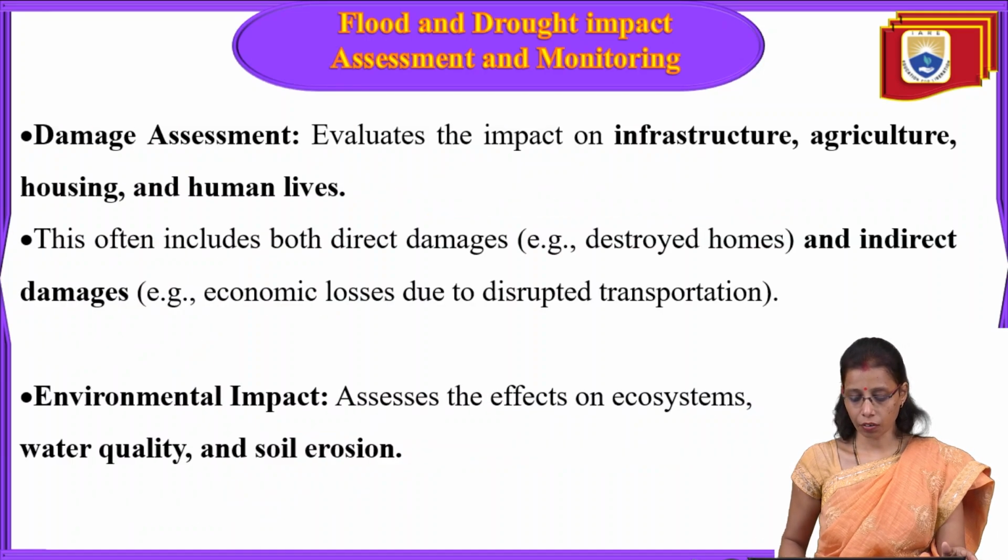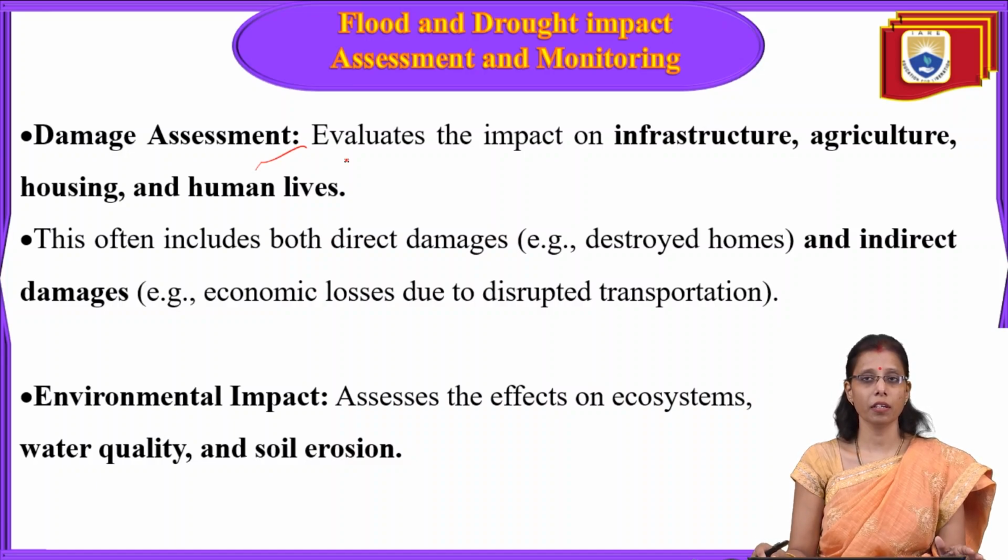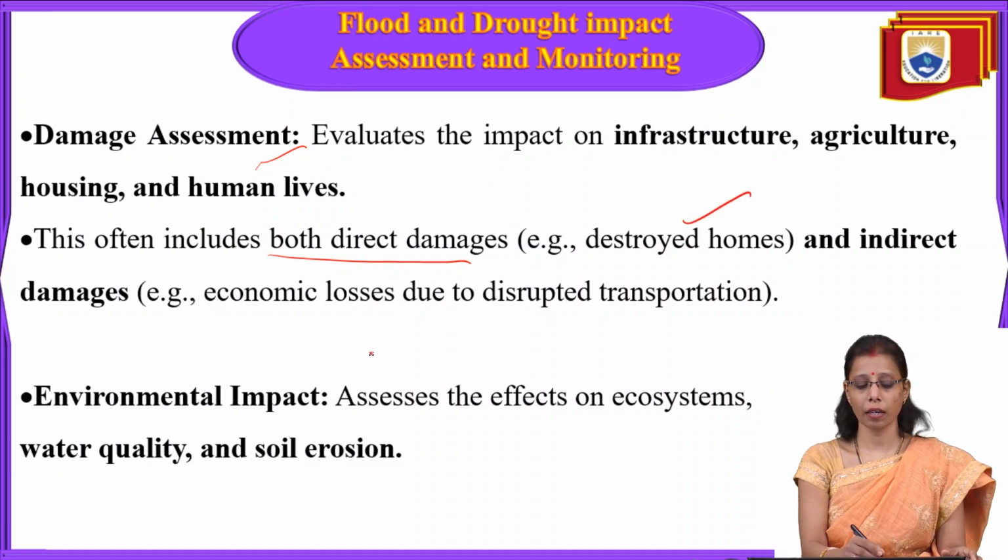to assess the potential water levels, flow velocity and the extent of the inundation. Now, damage assessment evaluates the impact on infrastructure, agriculture, housing and human lives. Human lives will also be affected by this kind of condition. This often includes both direct damages and indirect damages. Direct damages can destroy homes, and indirect damages are economic losses due to disrupted transportation.